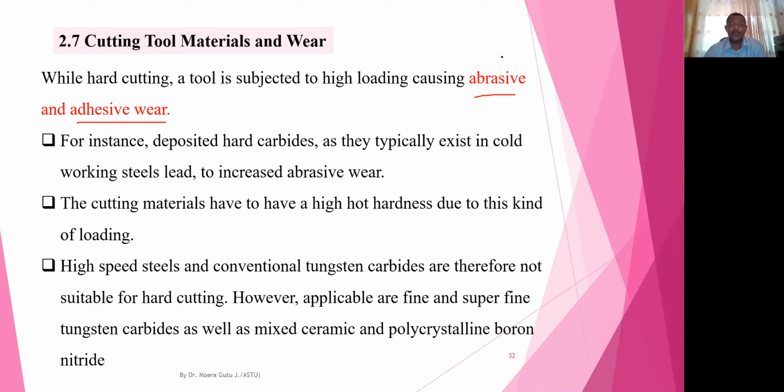Abrasive wear is when the hardness of the tool material and the workpiece material is almost near or similar, but the wear mechanism is in abrasive form, when the hardness of the tool and the workpiece material is very far apart. Adhesive tool wear is when the hardness between the tool and the workpiece material is almost near or similar. For instance, deposited hard carbides, as they typically exist in cold working steel, lead to increased abrasive wear. Okay, deposited hard carbides can cause abrasive wear.